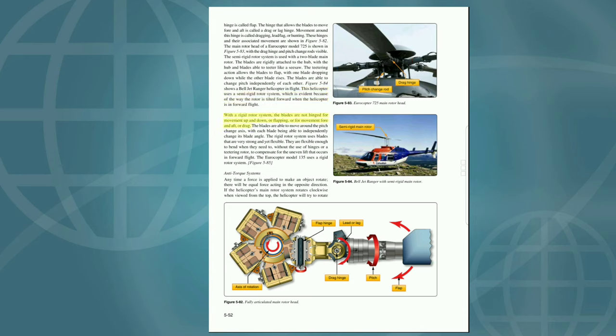With a rigid rotor system, the blades are not hinged for movement up and down, or flapping, or for movement fore and aft, or drag. The blades are able to move around the pitch change axis, with each blade being able to independently change its blade angle. The rigid rotor system uses blades that are very strong and yet flexible. They are flexible enough to bend when they need to, without the use of hinges or a teetering rotor, to compensate for the uneven lift that occurs in forward flight. The Eurocopter Model 135 uses a rigid rotor system.